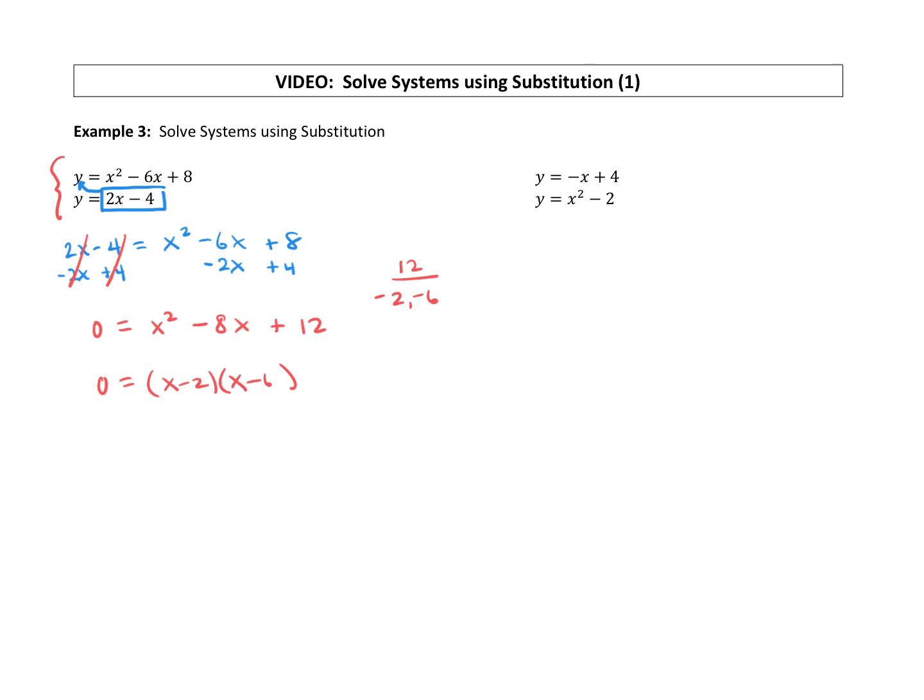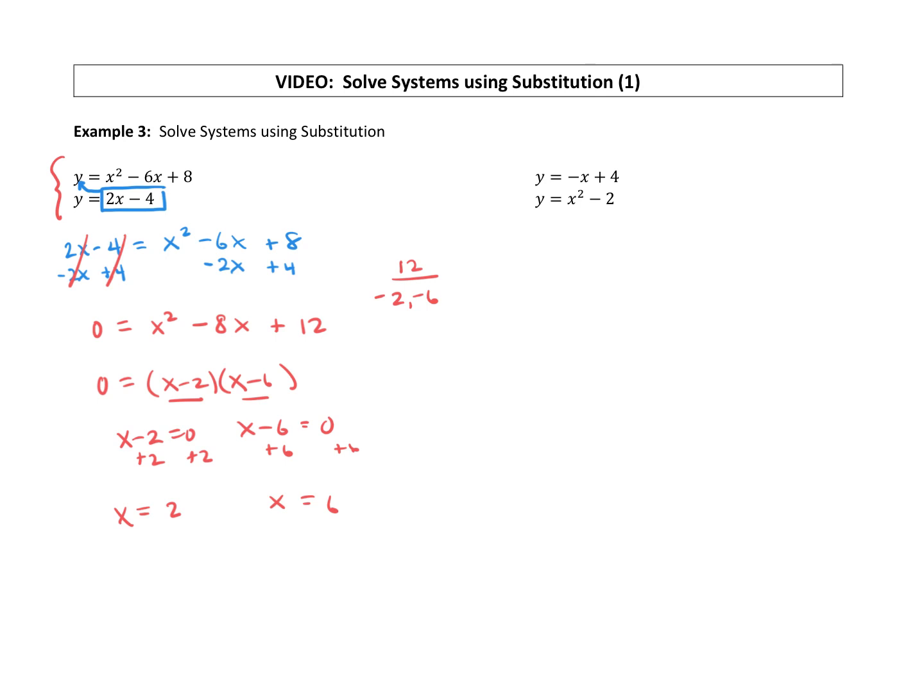When you have factored form set equal to 0, to solve, we just set each factor equal to 0 and solve these pretty basic equations. We're going to add 2 to both sides, add 6 to both sides. So we have x equals 2 and x equals 6.